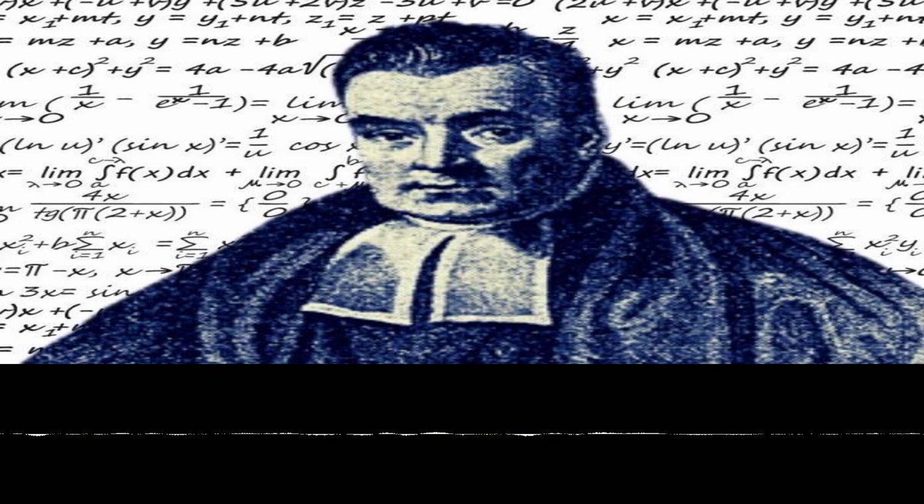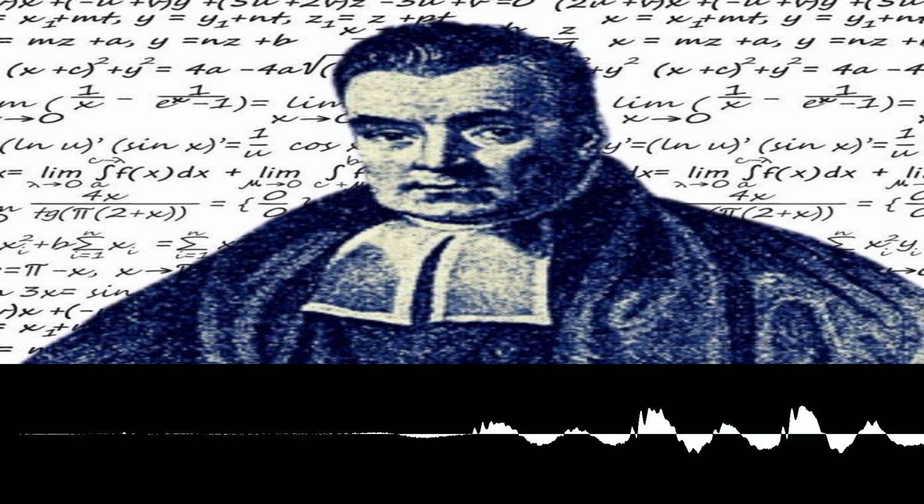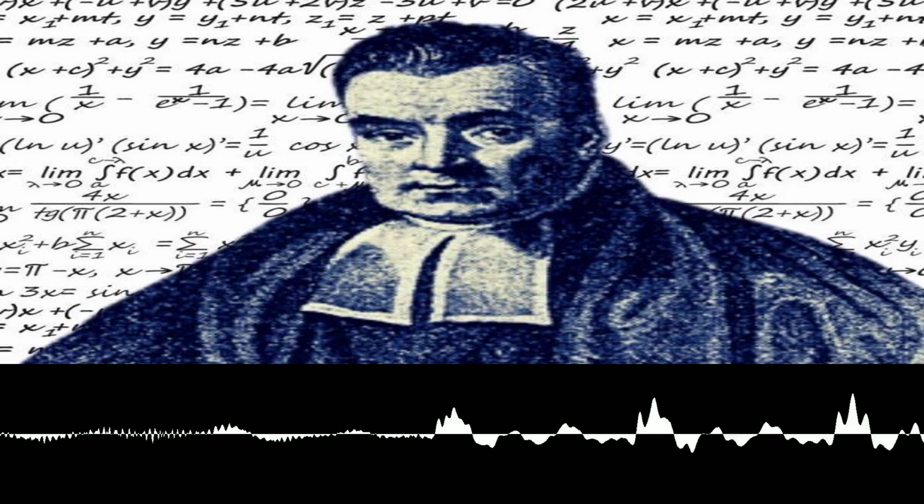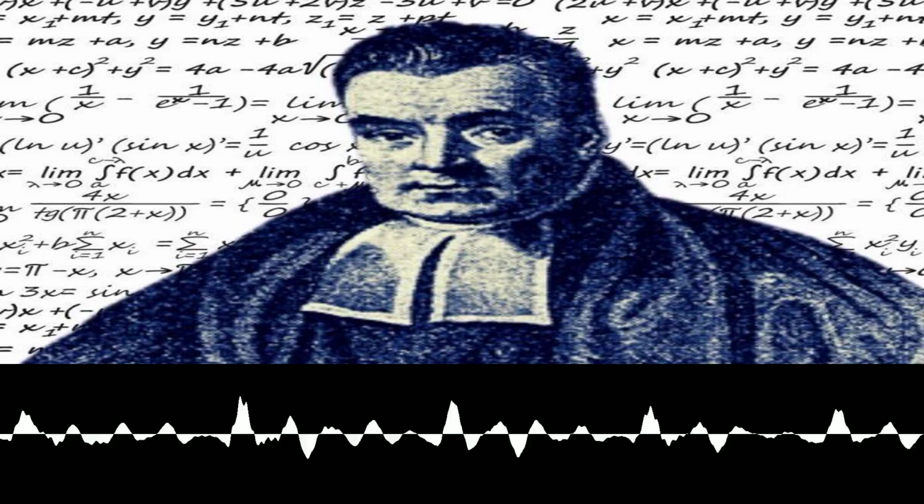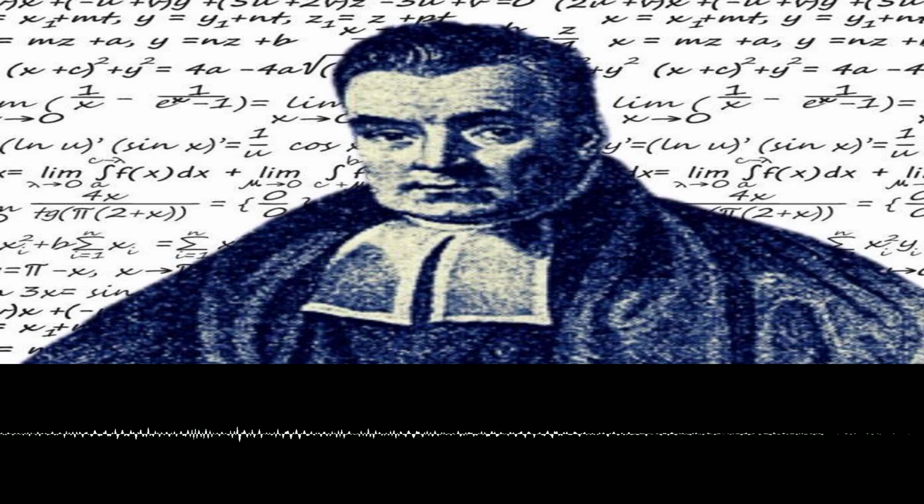It gives us a precise way to quantify how confident we should be in a hypothesis after observing a piece of data. The theorem is expressed as follows: the probability of a hypothesis H, given some evidence E, is equal to the probability of observing that evidence E if the hypothesis H were true, multiplied by the initial probability of the hypothesis H being true, all of this divided by the overall probability of observing the evidence E.